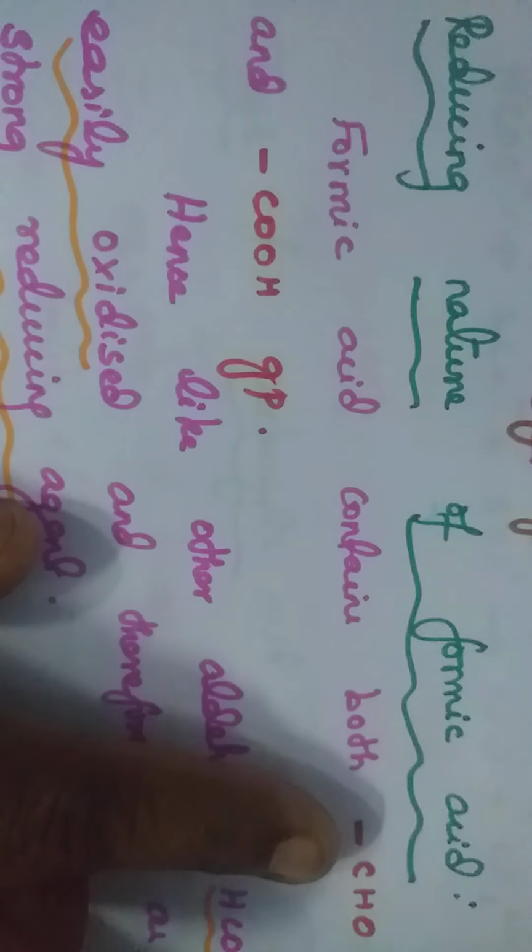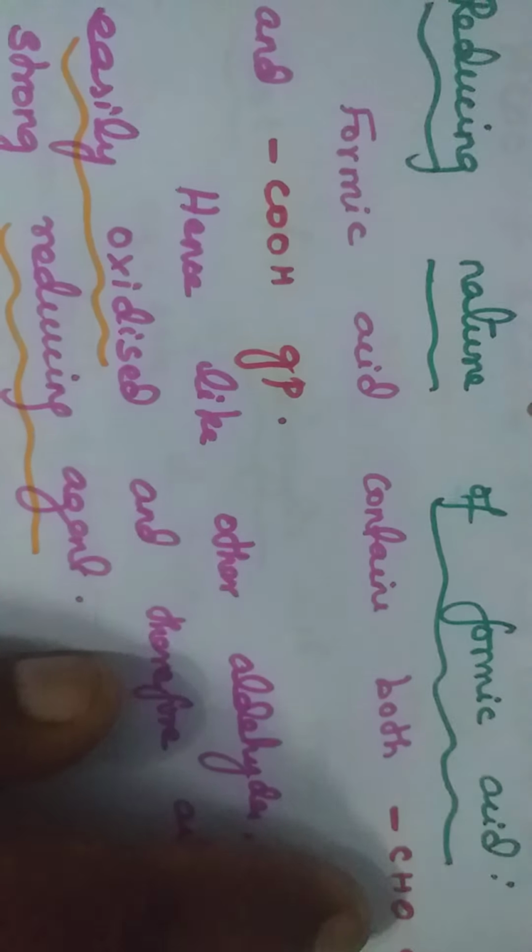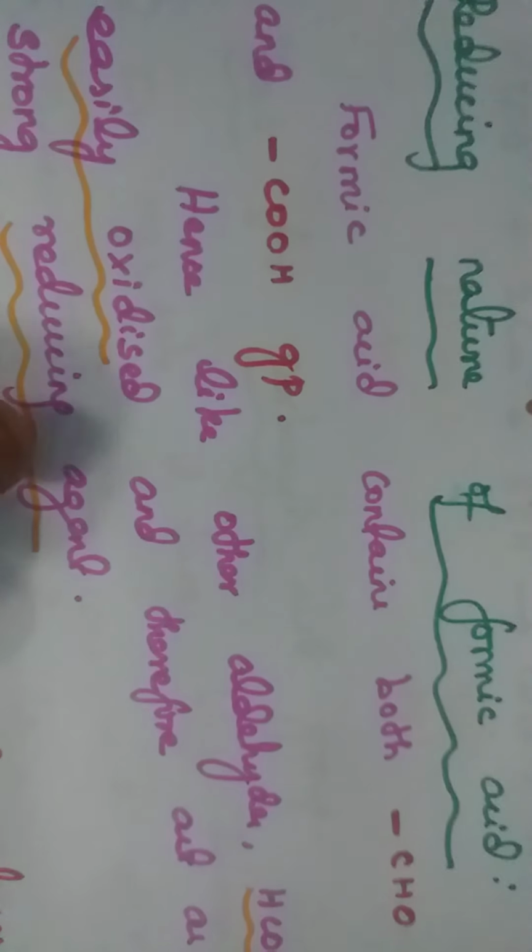Tollens and Fehling's tests. Here we are going to see the reducing nature of formic acid. Aldehyde only has a tendency to reduce, no? Then why formic acid? Formic acid contains both the CHO group, which is an aldehyde, and also the COOH group. It is the only acid which has both, so like other aldehydes, formic acid is easily oxidized, therefore it is a reducing agent.